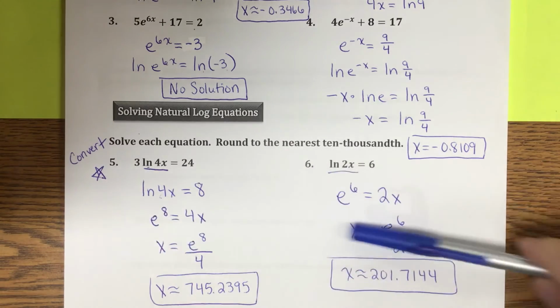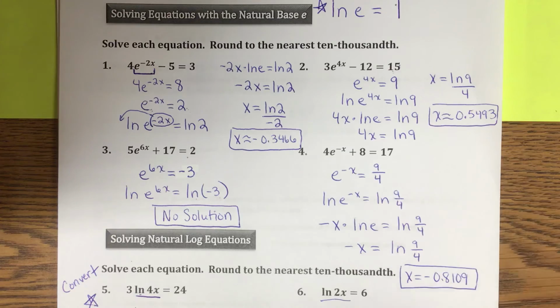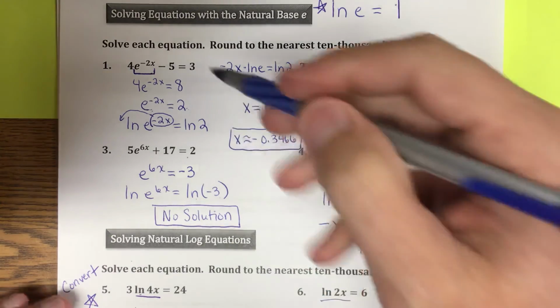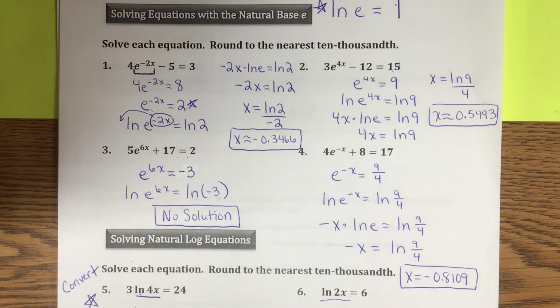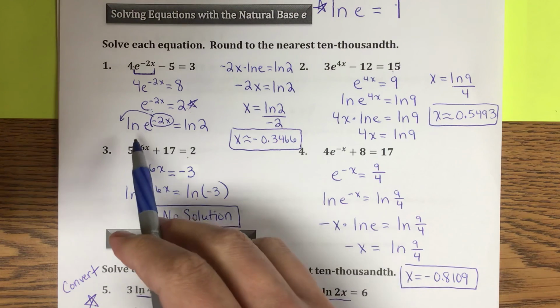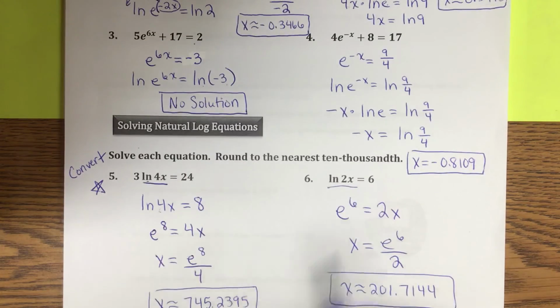These are actually less work than problems 1 through 4. And problems 1 through 4 are more work because you get to the point where you can't get bases to be the same. There's no converting to be done, so you have to take the log on both sides. And it, in this case, has to be the natural log to make it a little bit easier on you. But 5 and 6, all you have to do is convert.